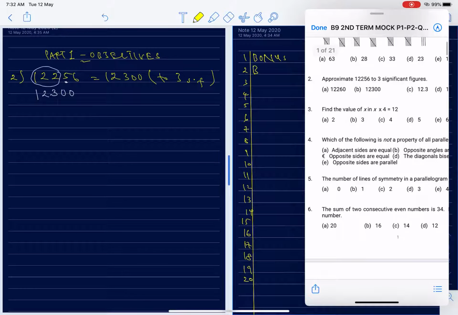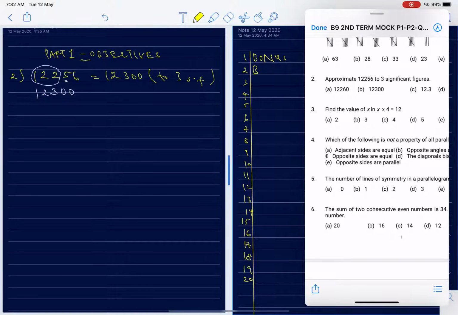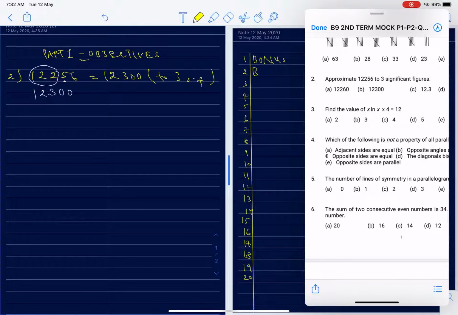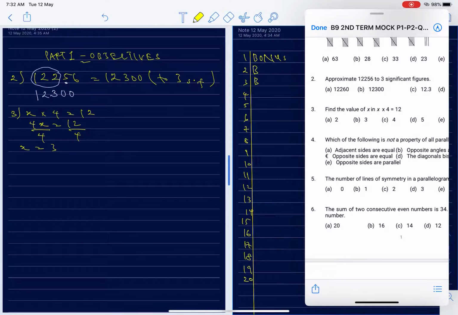Find the value of x in... This looks like x times 4 equals 12. That's number 3. The value of x in x times 4 equals 12. This is of course 4x equals 12. And you divide both sides by 4 to get x, which means x equals 3. So that's B. The correct option to that is B.